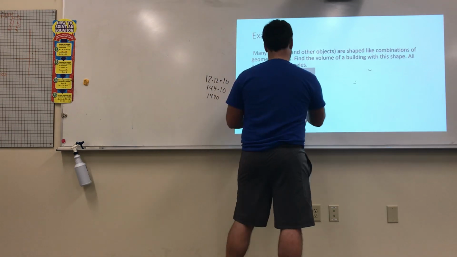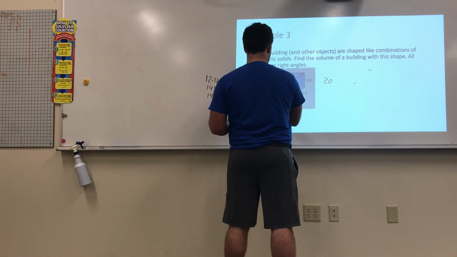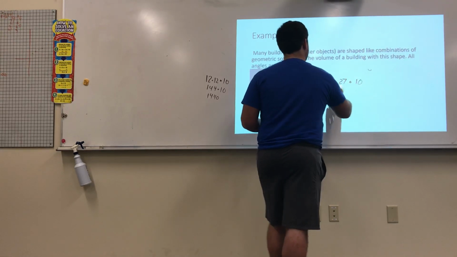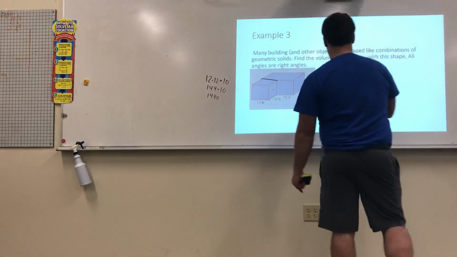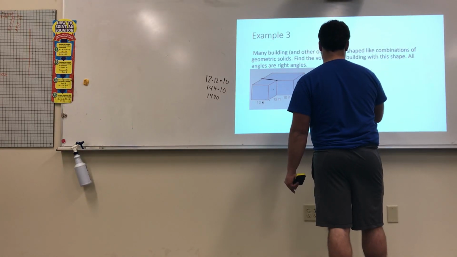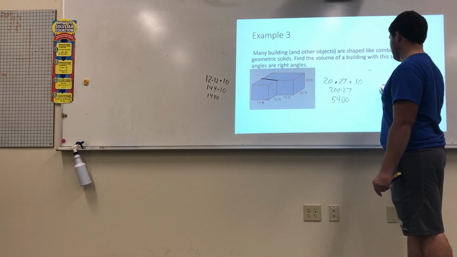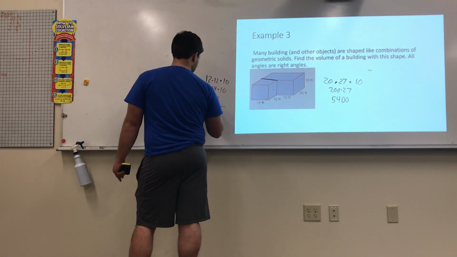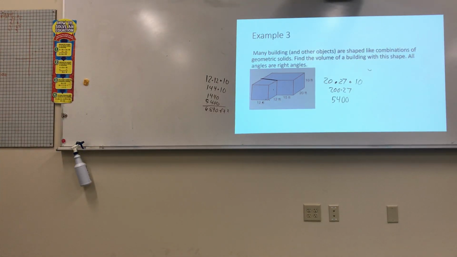Okay? Now, this long one is going to be 20 feet wide. 15 and 12 would be 27. Times 27 times 10 feet high. Alright, that is going to give me 200 times 27, which should give me about 54, yeah, 5,400. Add these two together. I should get 6,840 feet cubed is the volume of this building. Okay?